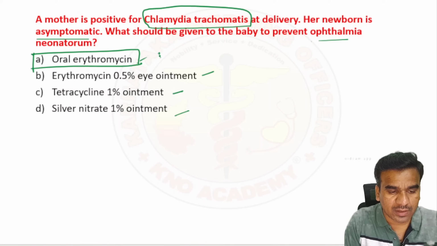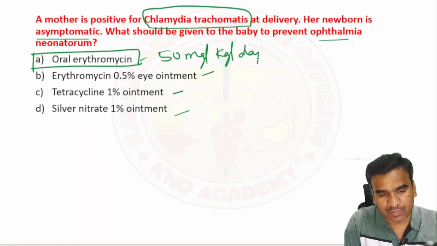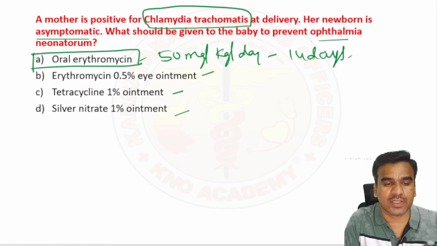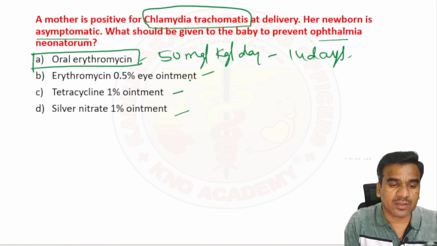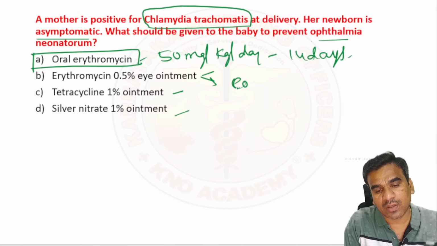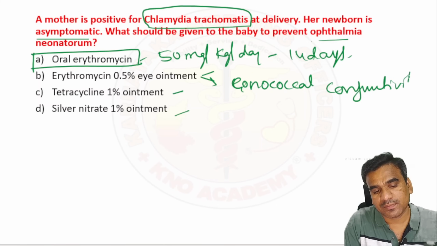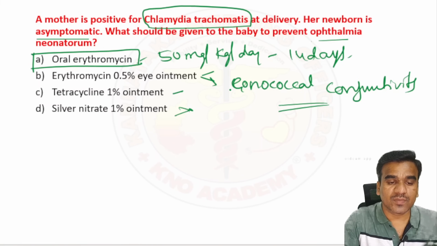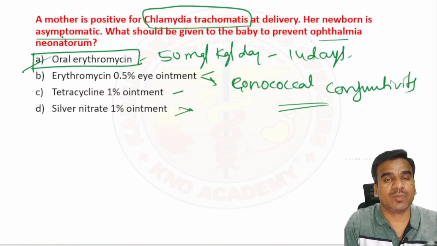Oral erythromycin 50 mg per kg per day for 14 days. We are giving this as per the standard guidelines. Erythromycin eye ointment will be given for gonococcal conjunctivitis prophylaxis. Silver nitrate is not applicable. So the right answer is oral erythromycin.